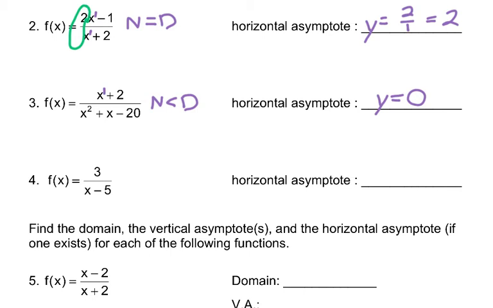Number 4. When we try and compare which one has the bigger exponent, we have to notice that there's not an x on top, so it's like an x to the 0. And the exponent on the denominator is 1. So again, here, the numerator is less than the denominator. And whenever that happens, our horizontal asymptote is always at y equals 0.